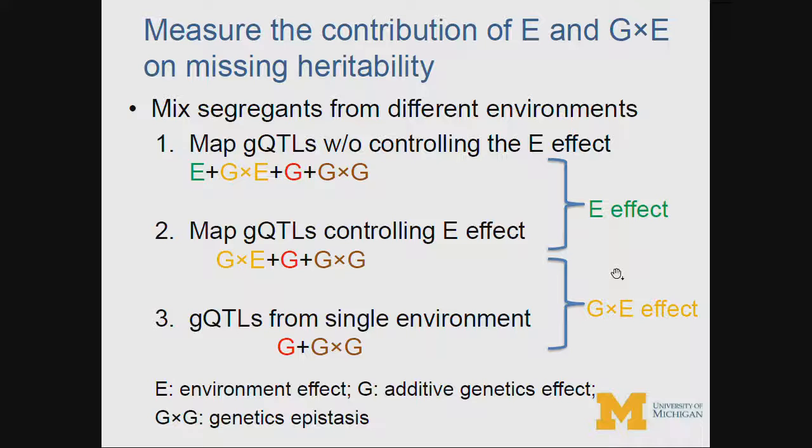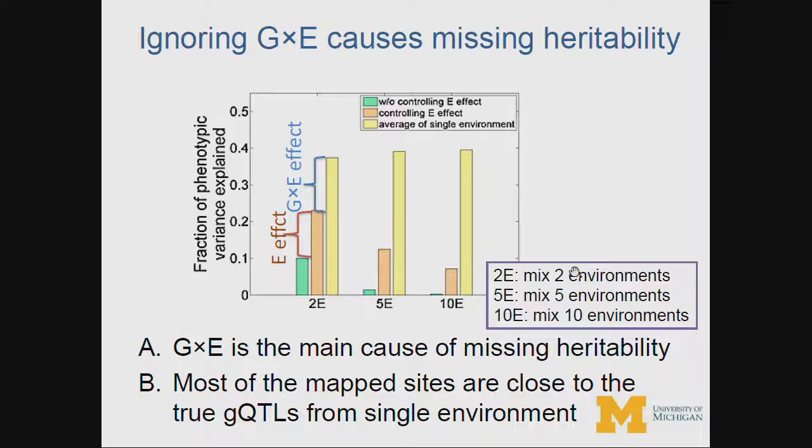G by E effect. So I did 2 environment mixture, 5 environment mixture, and 10 environment mixture. On the y-axis, I show the average fraction of phenotypic variance explained by the GQTL mapped from the mixed data or single environment data. If we look here, in the two environment mixture, the G by E effect is the difference between the yellow bar and the orange bar, and the environment effect is the difference between the orange bar and the green bar. The G by E effect is roughly equal to the environment effect in the missing heritability. And as the number of environments increases, the proportion of contribution from G by E effect increases. So this is a strong support that G by E could be the main cause of missing heritability.